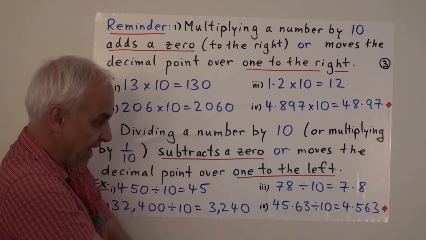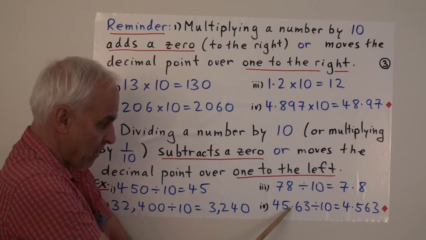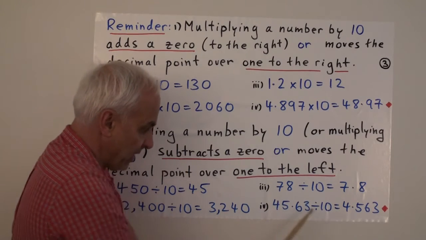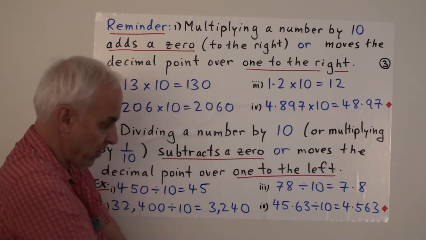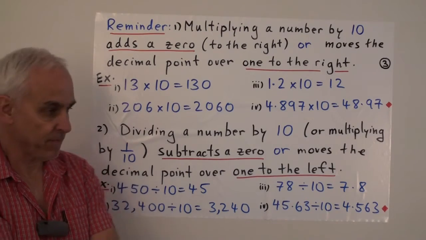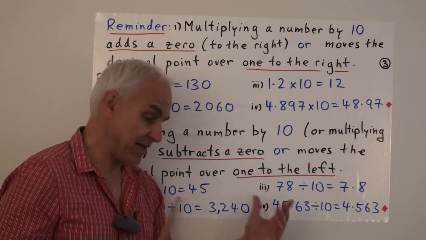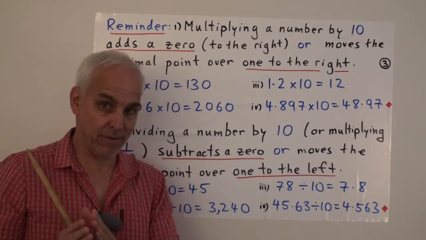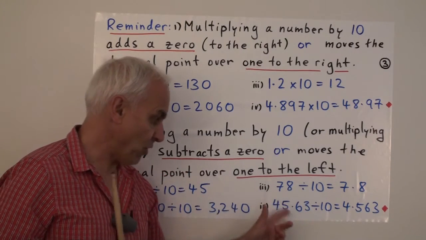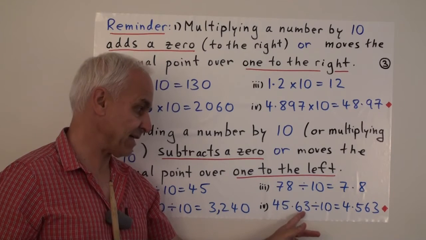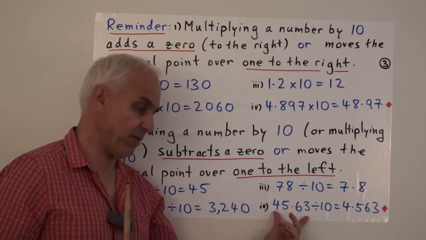45.63 divided by 10 is 4.563. The decimal place moves over 1 to the left. And you can check in your mind, right? If you're dividing by 10, you should be getting a smaller number. You don't want to be getting 456.3. That's a lot bigger than 45.